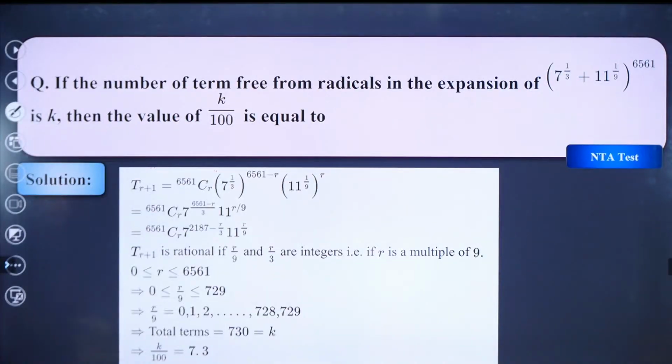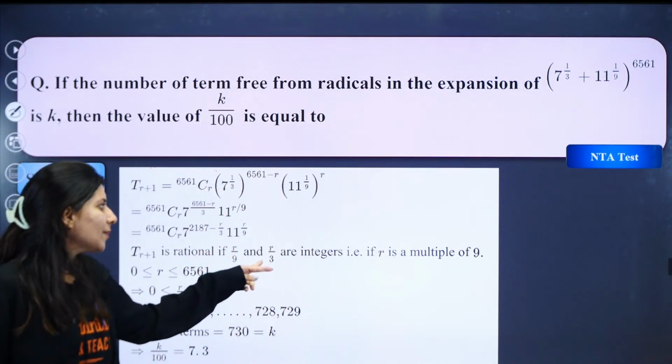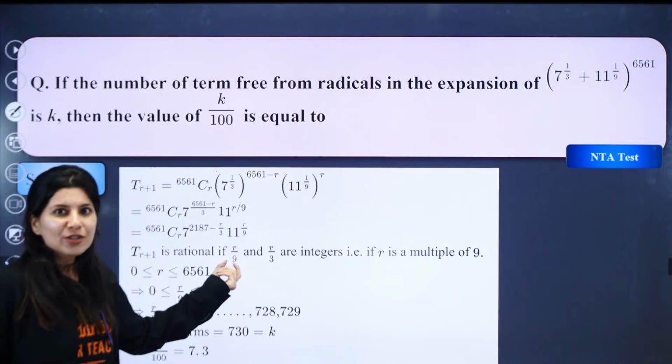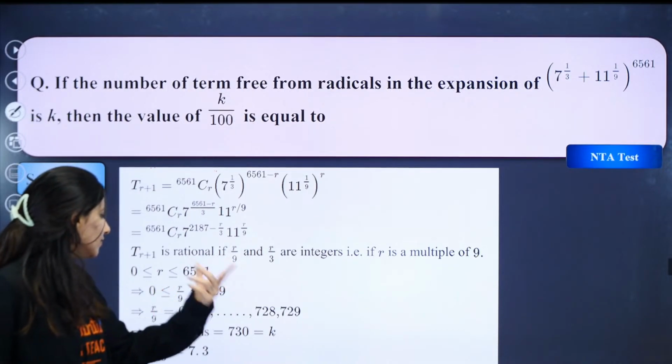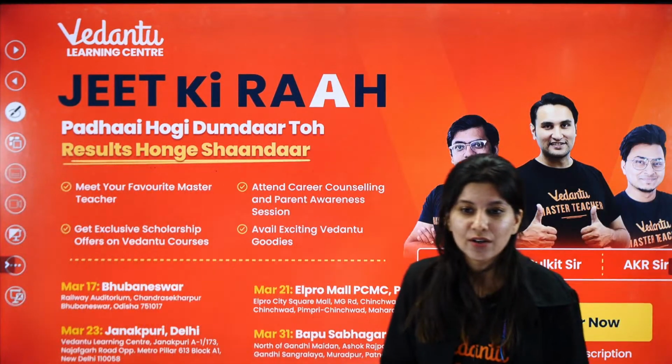I hope that you understand this. Okay, all right. So this is your answer, right? Basically R by 9 and R by 3 both should be integers. R by 3 will automatically become an integer if R by 9 becomes an integer. R should be a multiple of 9. That's all we have to figure out. All right, so this was the last question of the day.